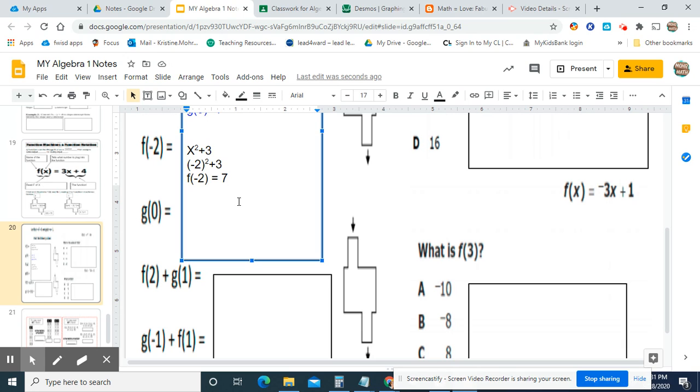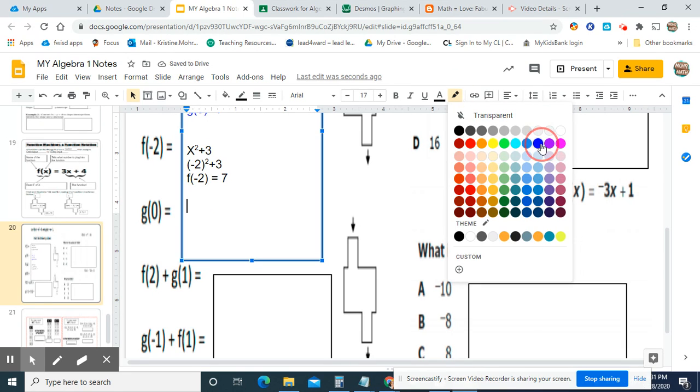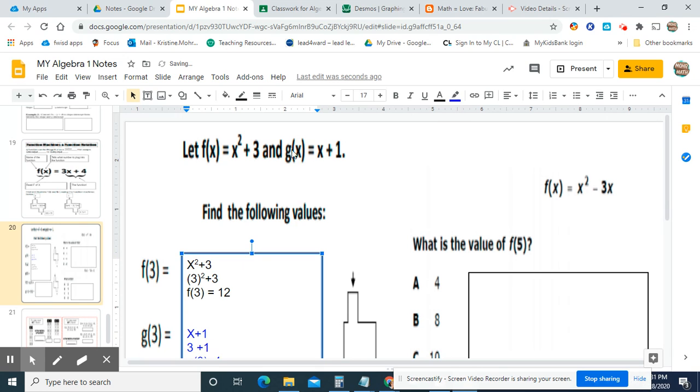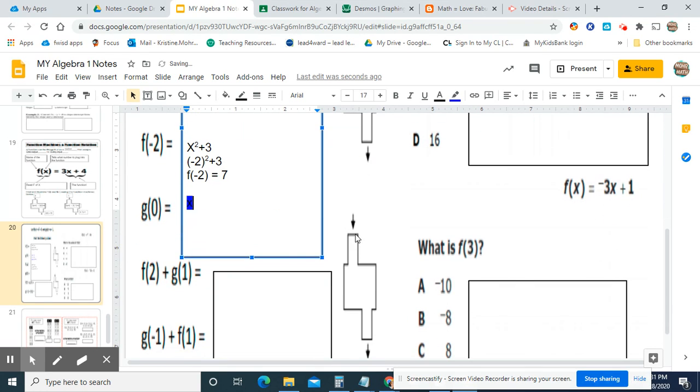And then we have g of 0. So our g function was x plus 1. I did it again. You think I would learn on the third try? All right. So 0 plus 1, you get 1. g of 0 equals 1.